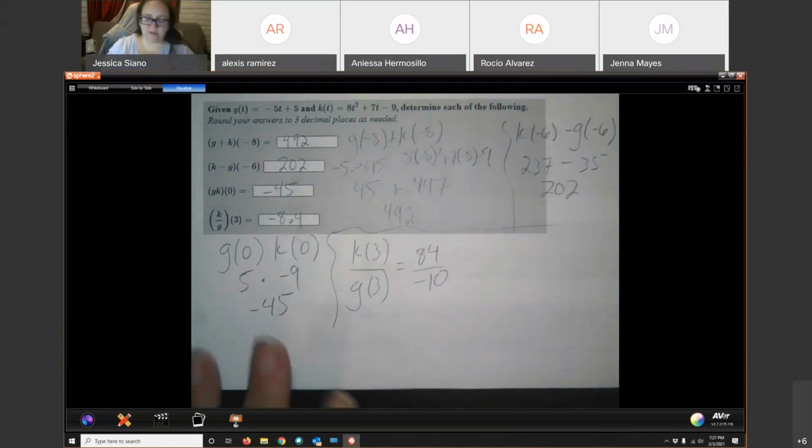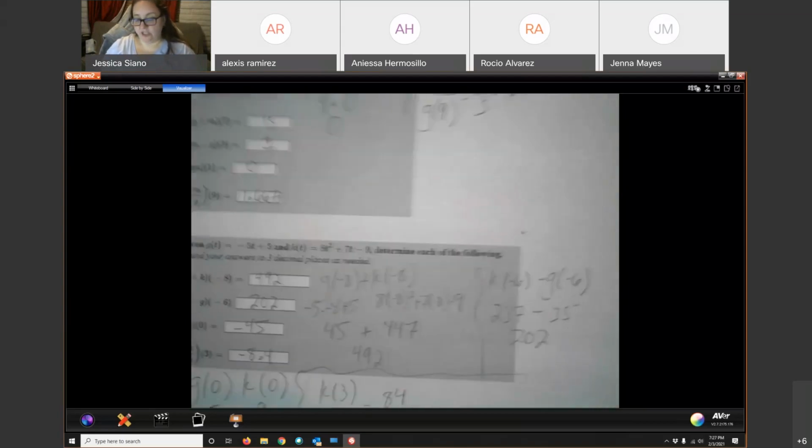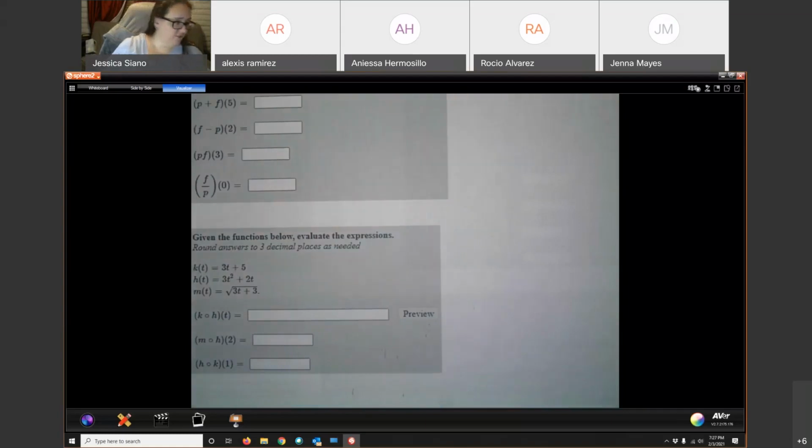So this one and the one above it, basically the same thing. It's just using function notation versus using a table. And then we're going to do one more just like that, only using a graph.